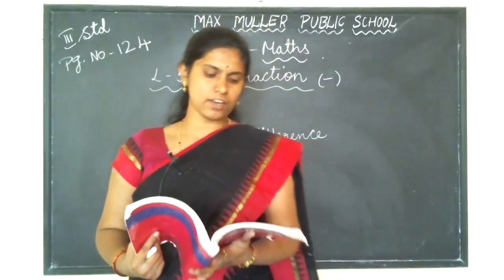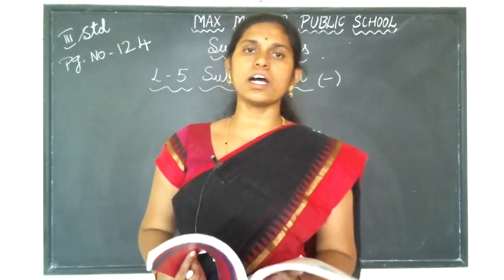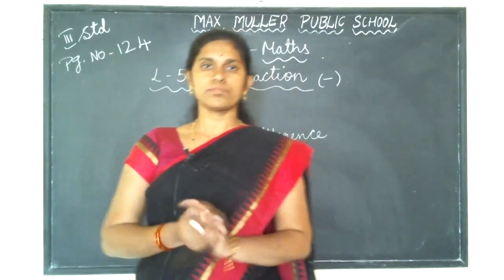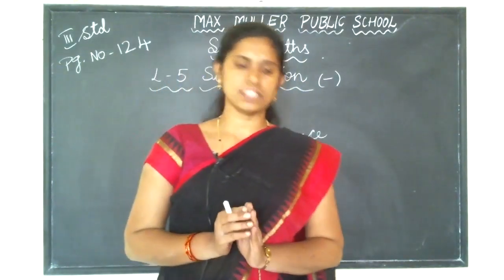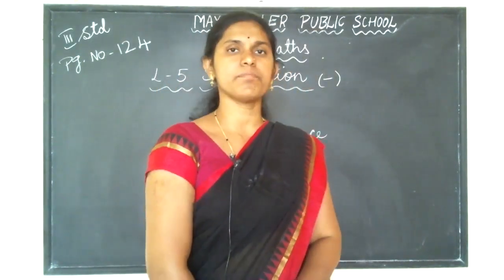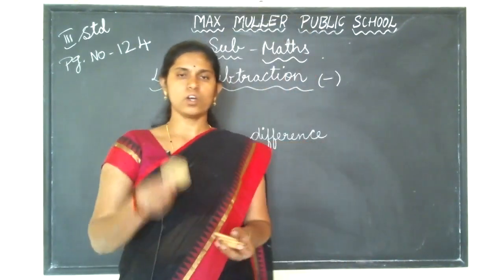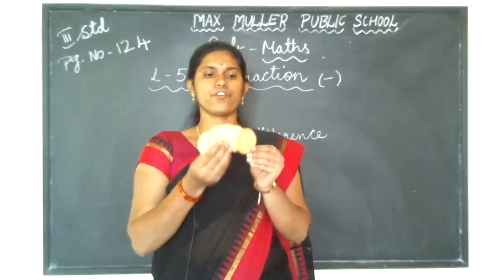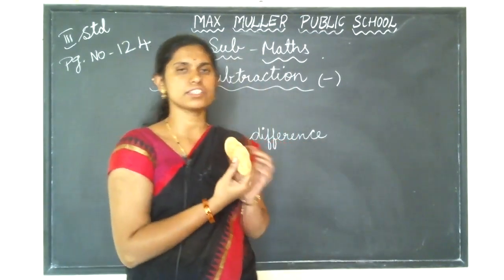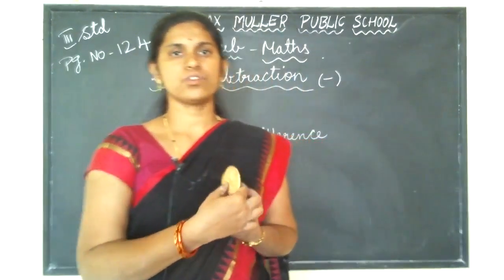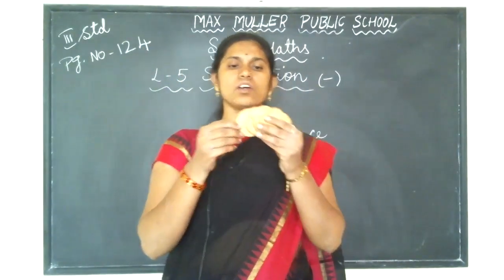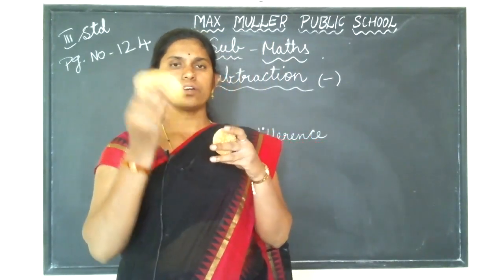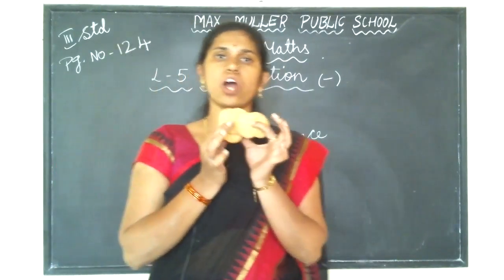Subtraction is taking away a set of objects from a group. So subtraction is what? You will be having something. For example, now you are having 5 biscuits. You can see here 1, 2, 3, 4, 5. So, how many biscuits do you have here? 5. So this is the object.